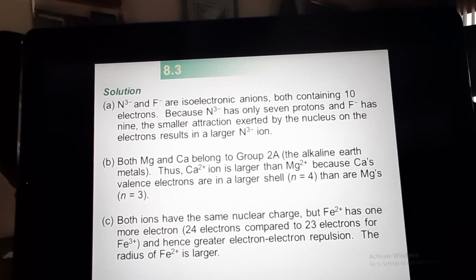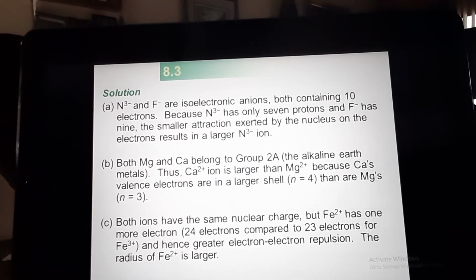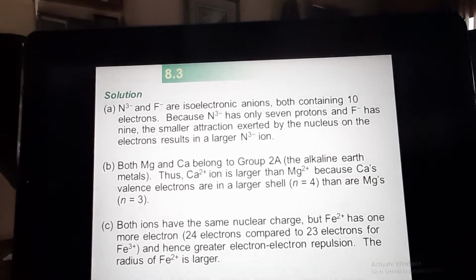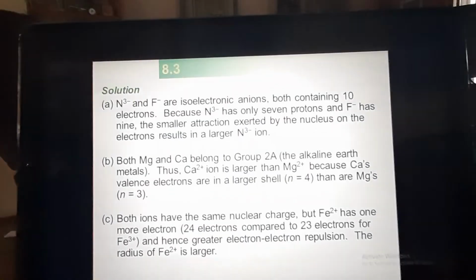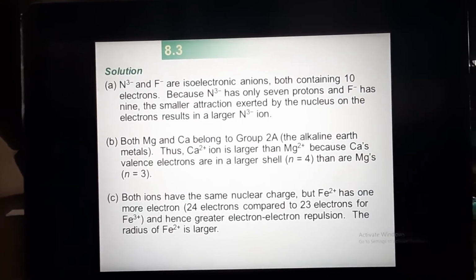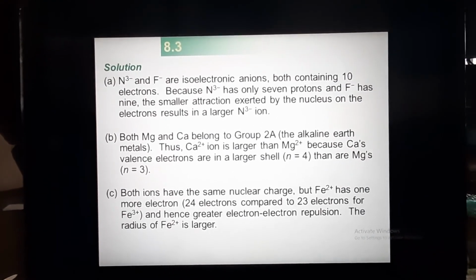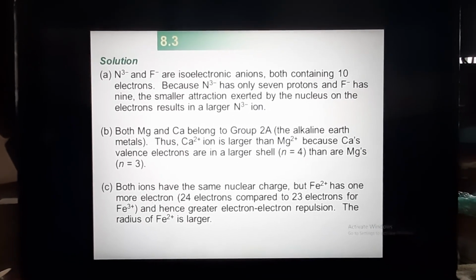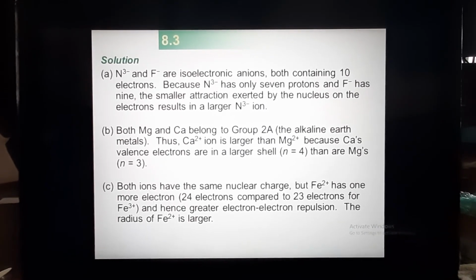So, since N3- and F- are isoelectronic, they both have 10 electrons. N3- only has 7 protons, F- has 9, so the smaller attraction from the nucleus results in the N3- being larger.